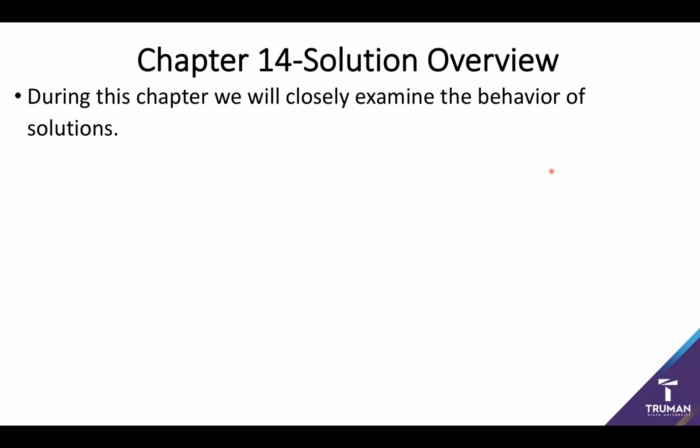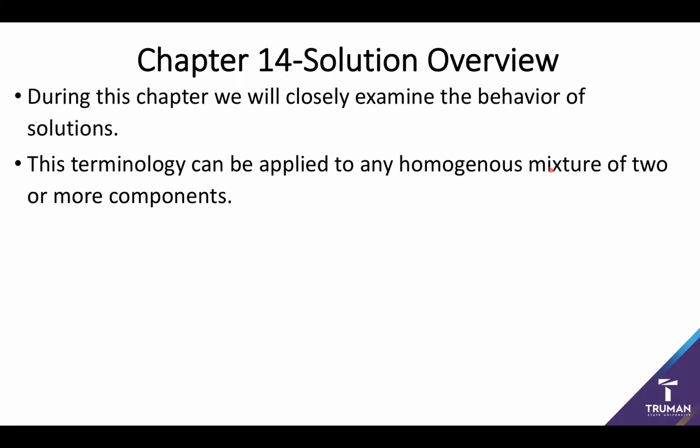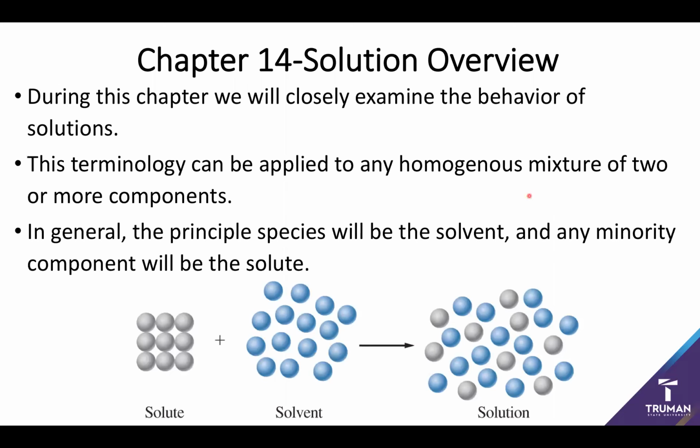Now, one of the big things is that this terminology can really apply to any sort of homogeneous mixture of two components, no matter the phase. And in general, we're going to refer to the principal component, so whatever there's the most of, as our solvent, and any minority component will be the solute. It's going to be very important that you're able to distinguish solute, solvent, and solution, because throughout this chapter, we're going to have some properties that are solute dependent, some that are solvent dependent, and some that talk about the solution. So pay very close attention. And I know it's hard because all of them start with sol, which makes it easy to mix up.